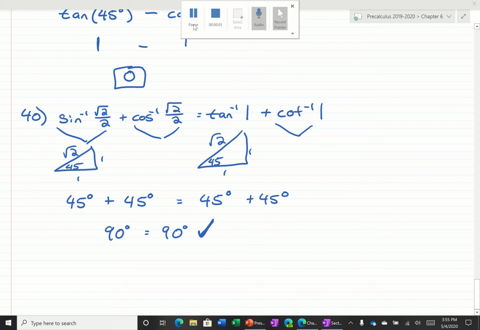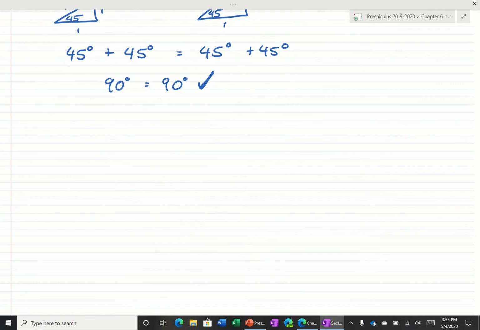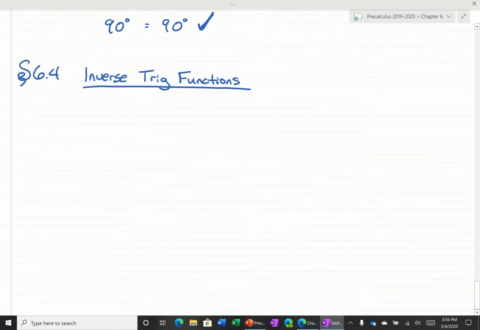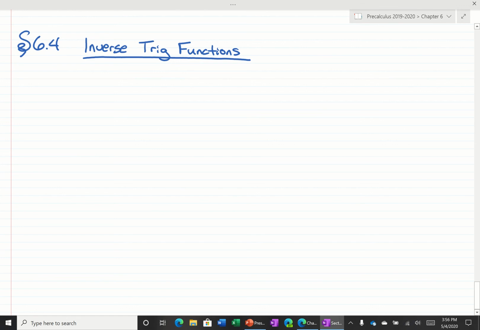Okay, so let's continue on with the lesson we just did. This is section 6.4. It's called inverse trig functions. I'll just be giving you a worksheet for extra practice tonight. Well, let's go over a few examples before we get there.